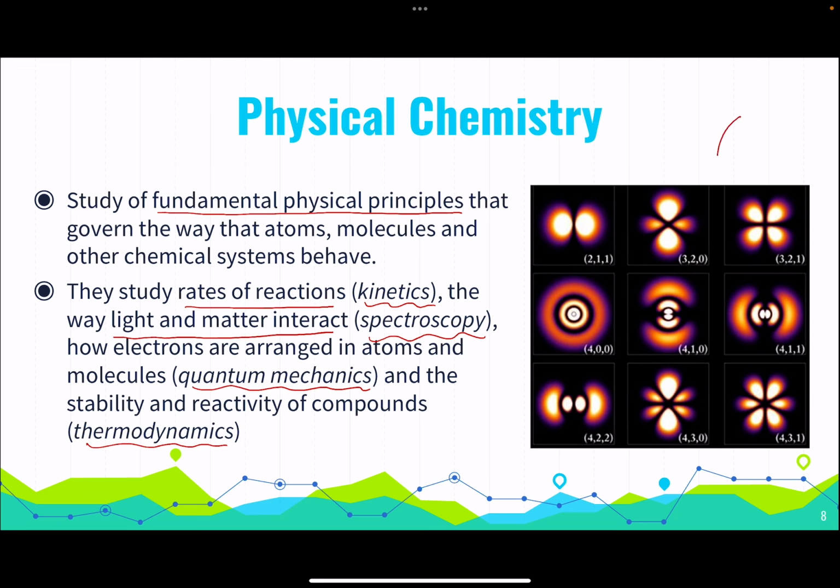Here we have a picture of how electrons are arranged in an atom. So how electrons are here or here or here, that's something that physical chemists will tell us. And why is that important? Because once we know the properties of the elements or compounds that we're trying to react, we can know how to react them. We can know what is a better reaction to get the most out of it.